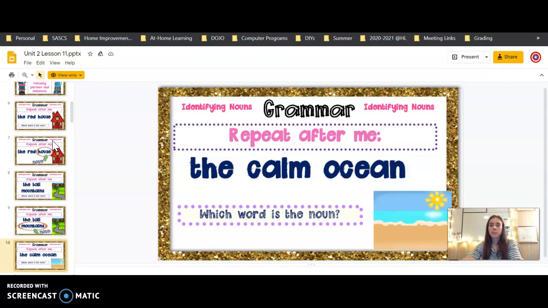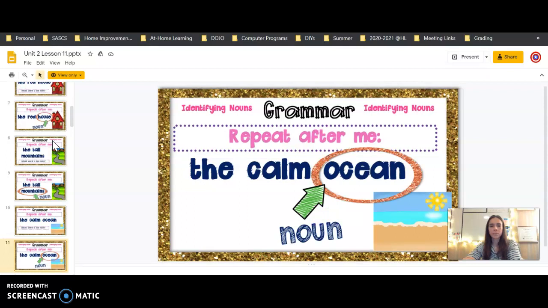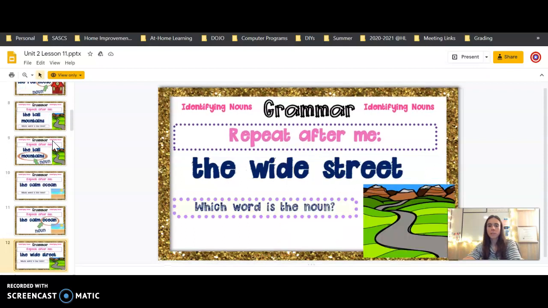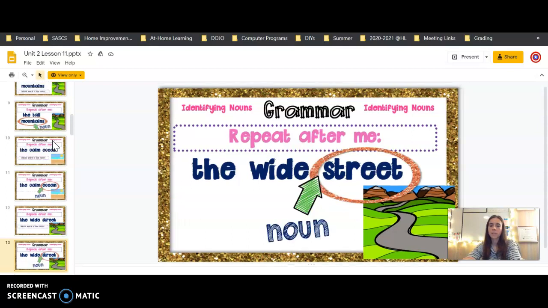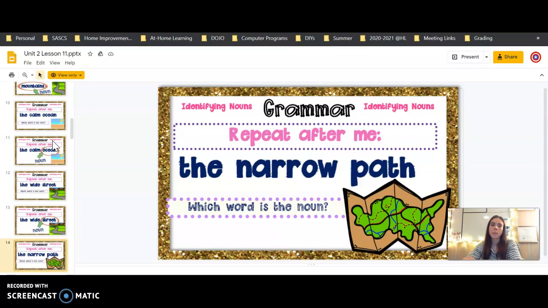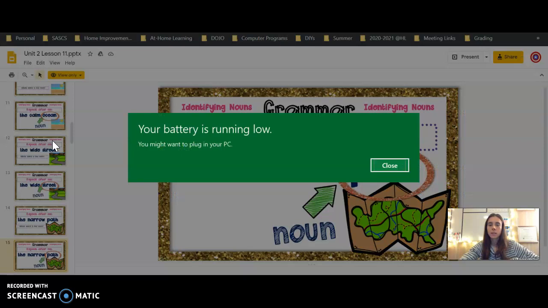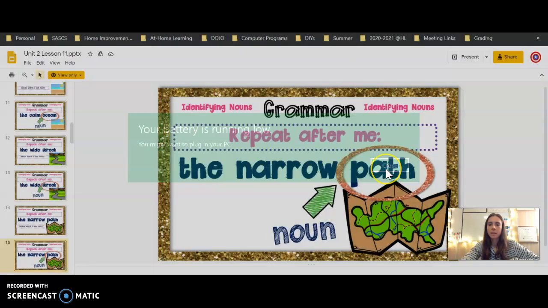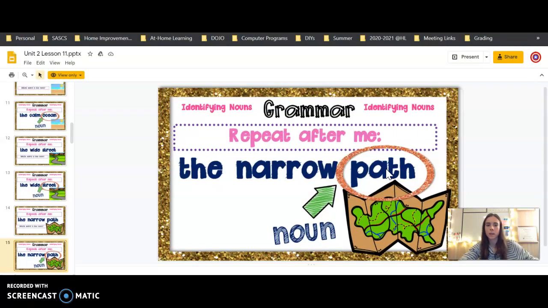Repeat after me. The calm ocean. Which word is the noun? Ocean is a place. Good. Repeat after me. The wide street. Which word is the noun? That's right, street, because the street is a thing and can be considered a place probably too. Repeat after me. The narrow path. Which word is the noun? That's right, path, because path is a thing or a place to go.